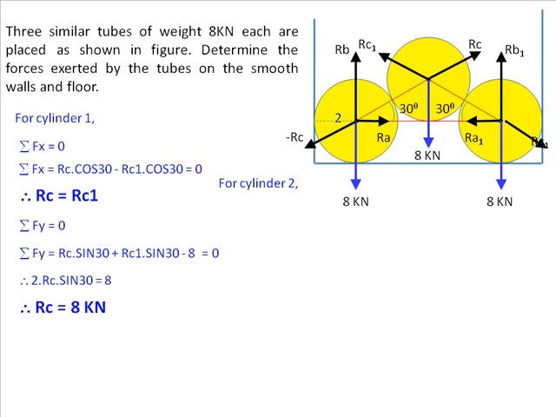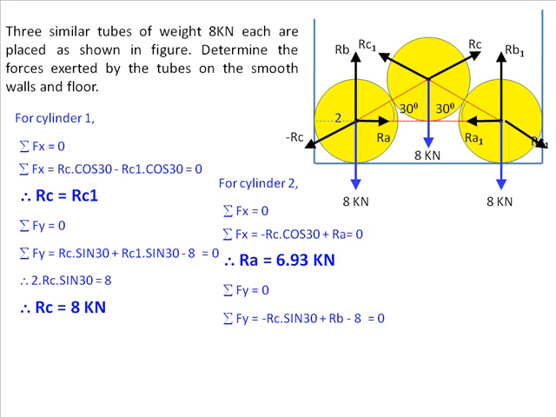Now cylinder 2, again I write sigma Fx equal to 0, sigma Fy equal to 0. Sigma Fx equal to 0 tells me minus RC cos 30 plus RA equal to 0. That gives me RA. And sigma Fy equal to 0 tells me minus RC sin 30 plus RB minus 8 is equal to 0. That gives me RB. So RA and RB were essentially asked. So those are found, and on the right side the reactions are the same because of the symmetry of the problem.